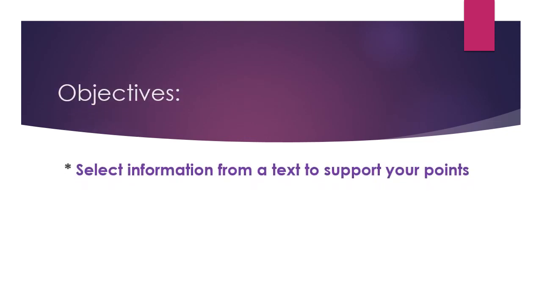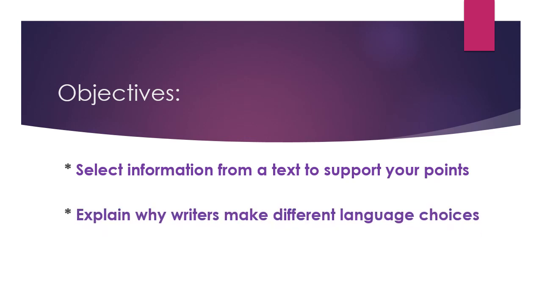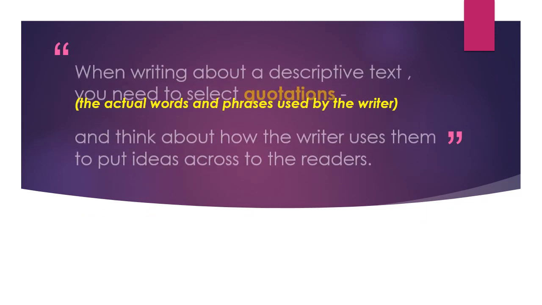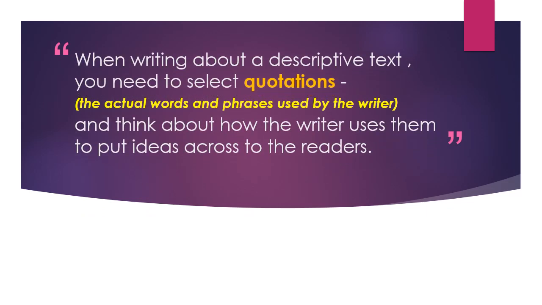First, select information from a text to support your points. Explain why writers make different language choices. When writing about a descriptive text, you need to select quotations. What are quotations? These are the actual words and phrases used by the writer. And you have to think about how the writer uses them to put ideas across to the readers.